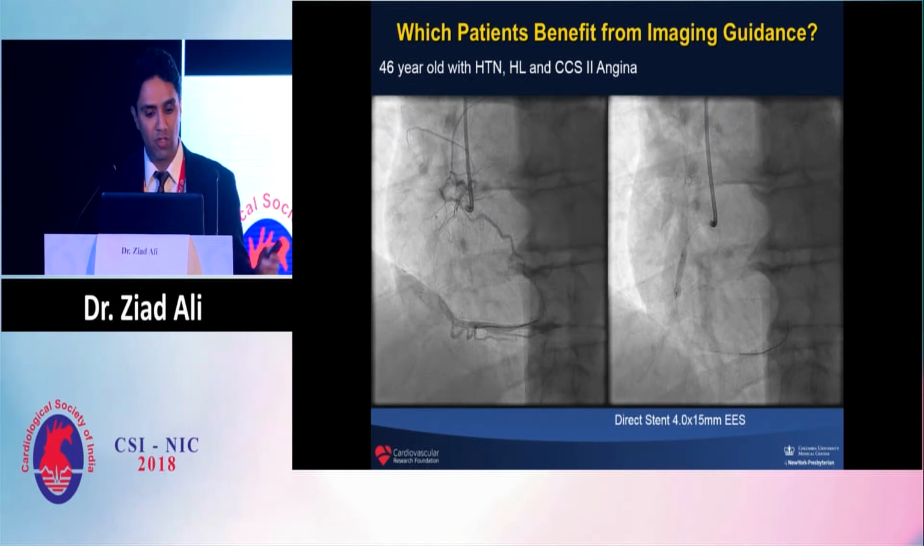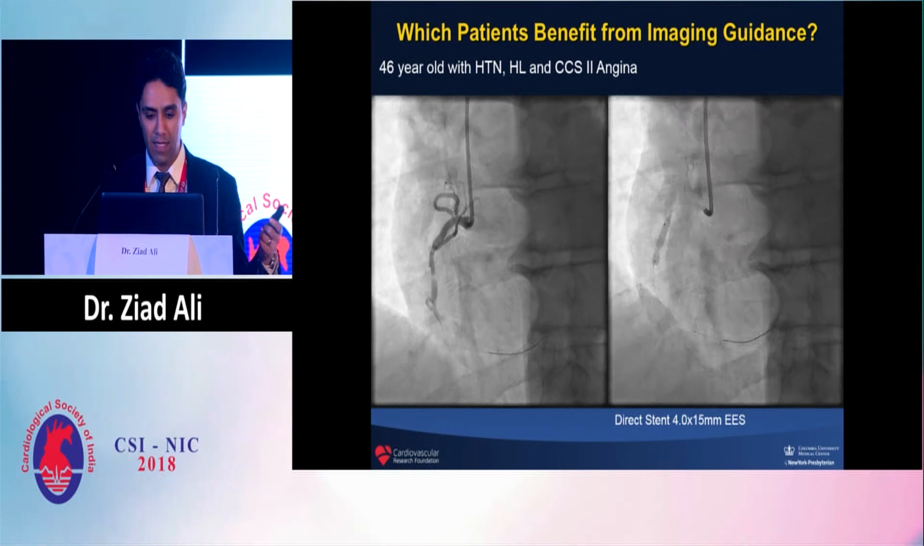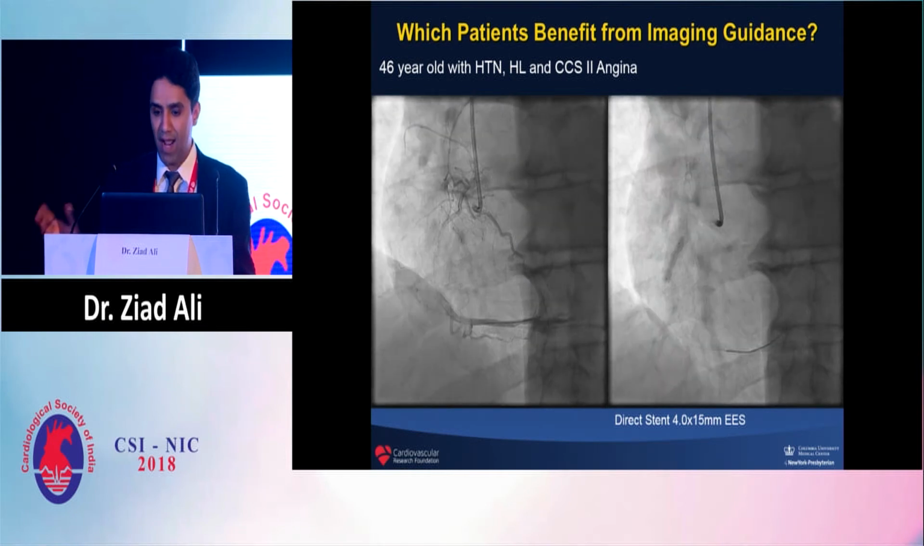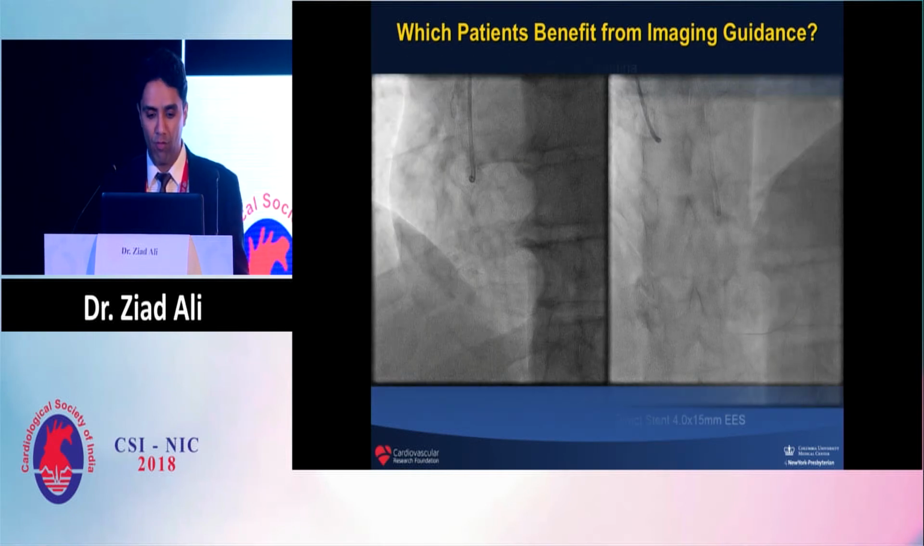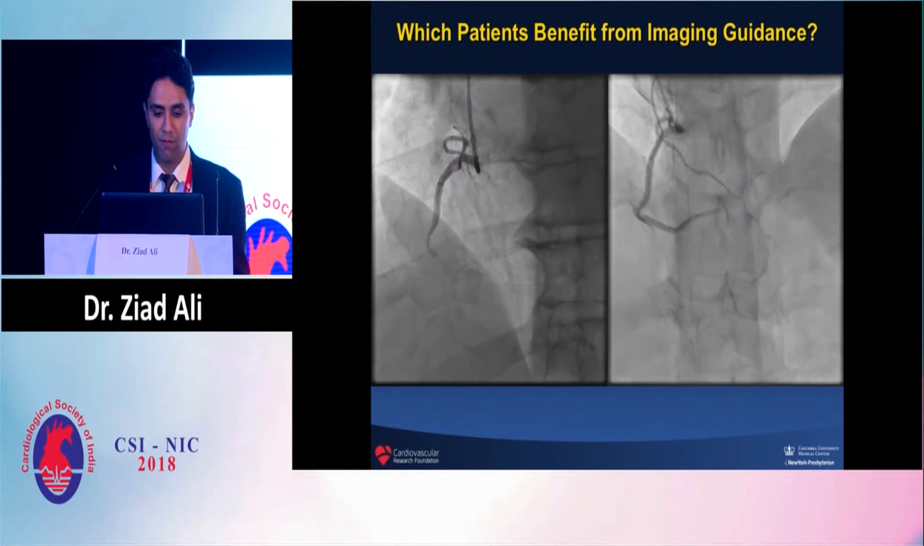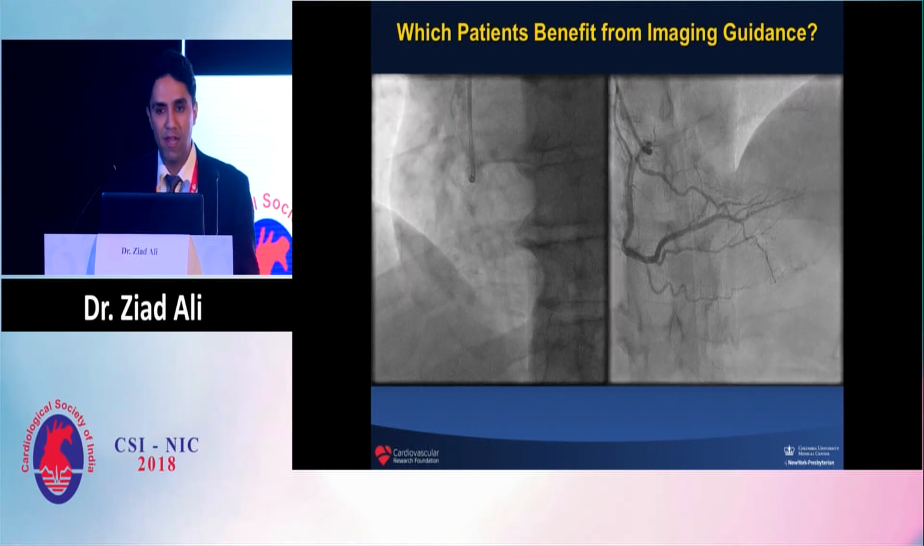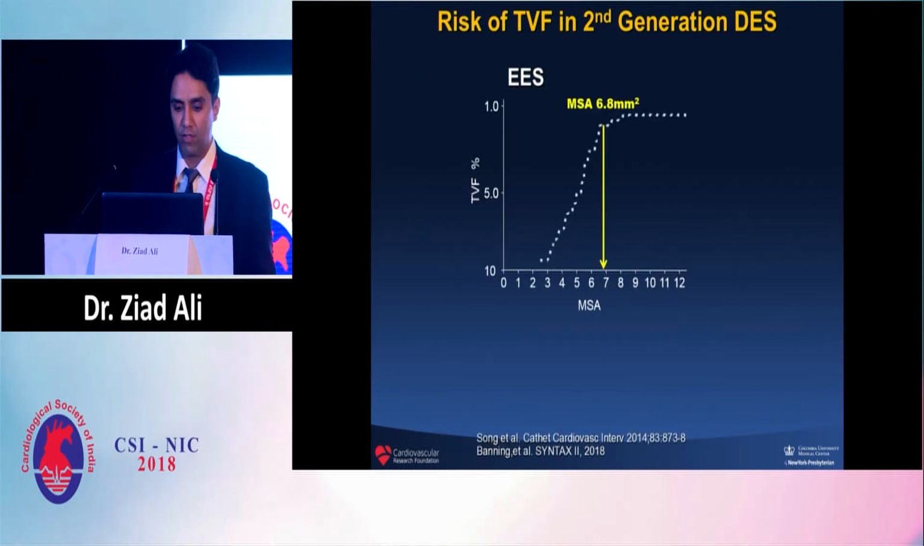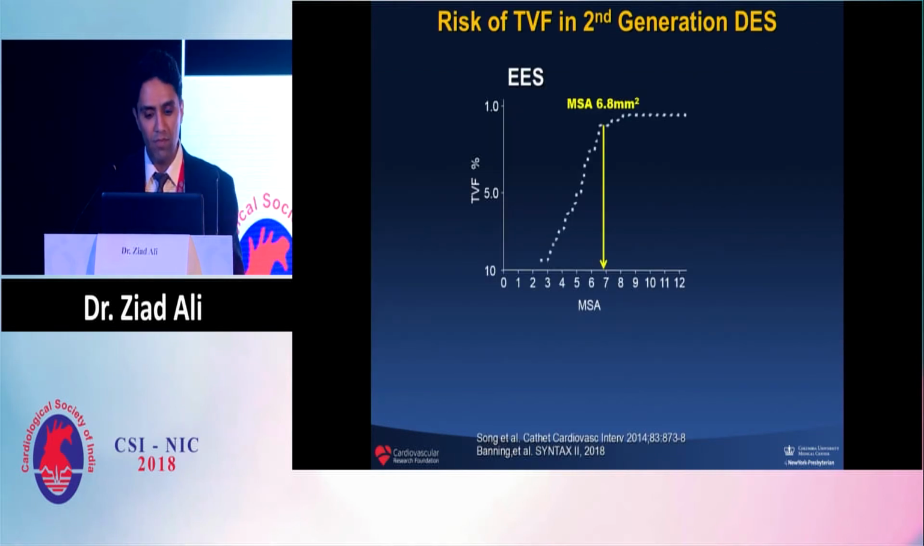This is a 46-year-old with hypertension, hyperlipidemia, and CCS class 2. He's direct stented with a 4.0 by 15 everolimus-eluting stent, and this is the final result. Is this patient likely to benefit from intravascular imaging? Well, let's take a look. Two contemporary trials, including our own, have shown that once you reach a minimal stent area of 6.8, your risk of target vessel failure starts to reach approximately 2.5%.